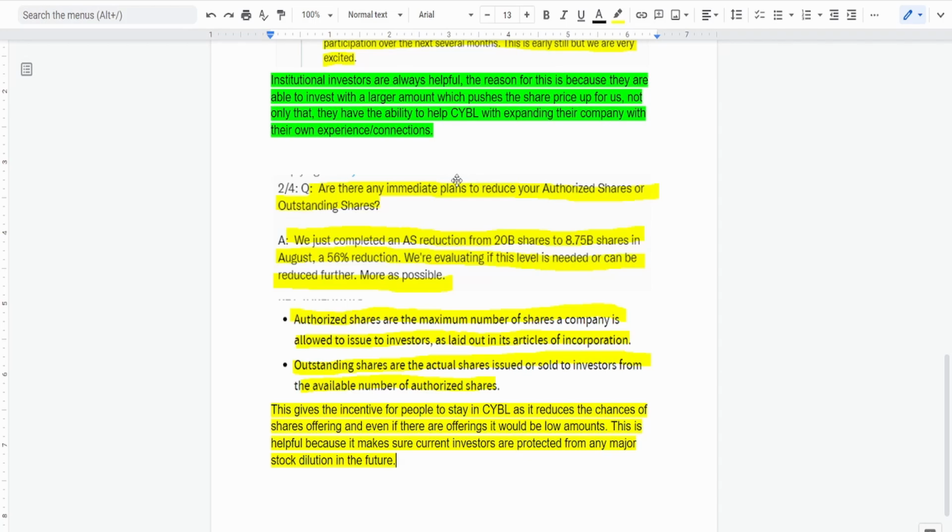What stock dilution is, is that right now you could be only 1% of the company, but in the future, if they do stock offerings, the shares you have stay the same. So if you have 1,000 shares now and they do a stock offering, you still would have 1,000 shares, but whereas now your 1,000 shares equal 1% of the company, with a stock offering your 1,000 shares may only equal 0.5% of the company. Normally when you see a stock offering, because of stock dilution, people tend to sell off their shares, so if this helps protect against stock dilution, it keeps more investors hooked onto CYBL.